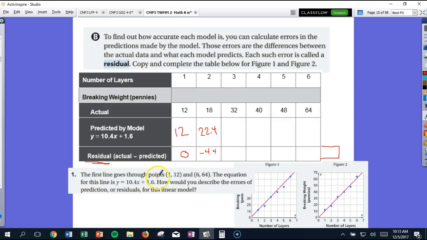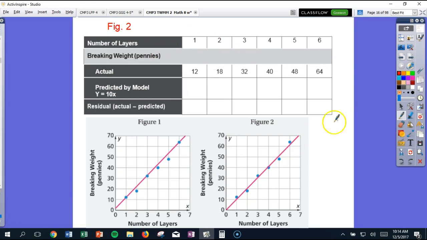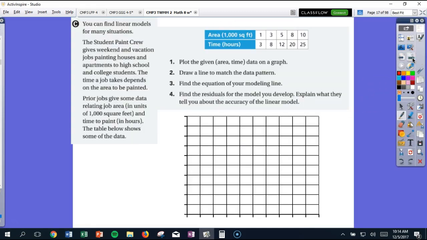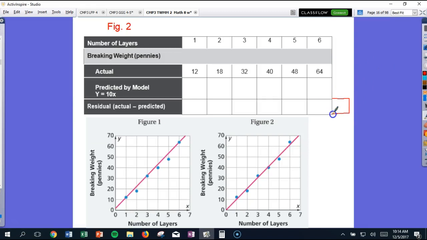Okay, number 1 says the first line goes through points (1, 12) and (6, 64). This gives us the equation of this. How would you describe the errors of prediction or residuals for this model? So we did it for the first one, Figure 1. Also going to do it here for Figure 2. You go through it the exact same way, and once you get your total here, see which one is closer to 0, and which one you think is going to wind up being the best model here.